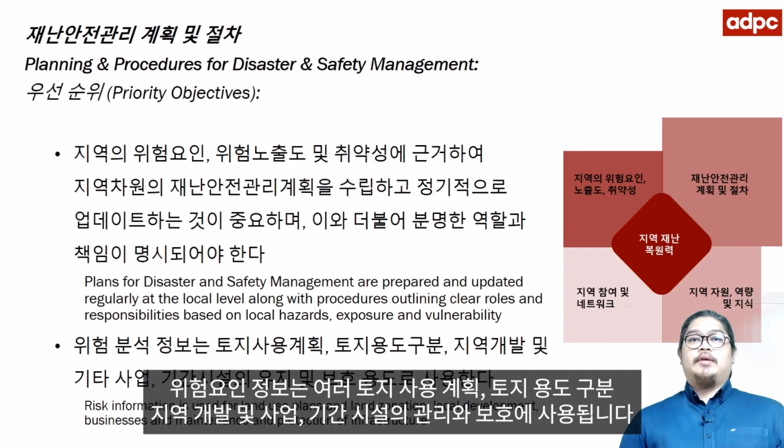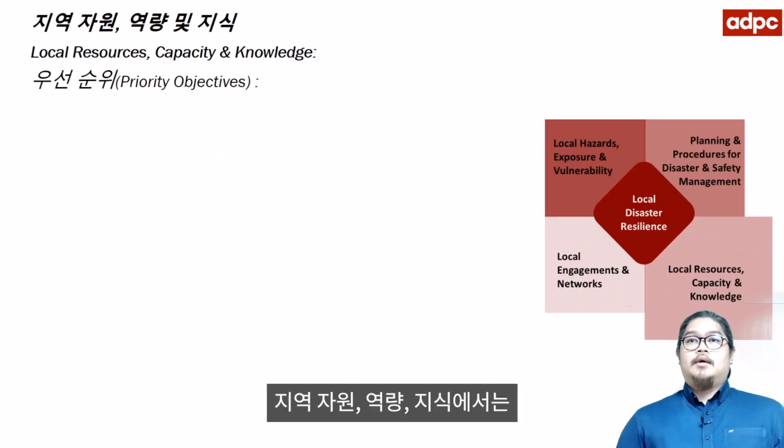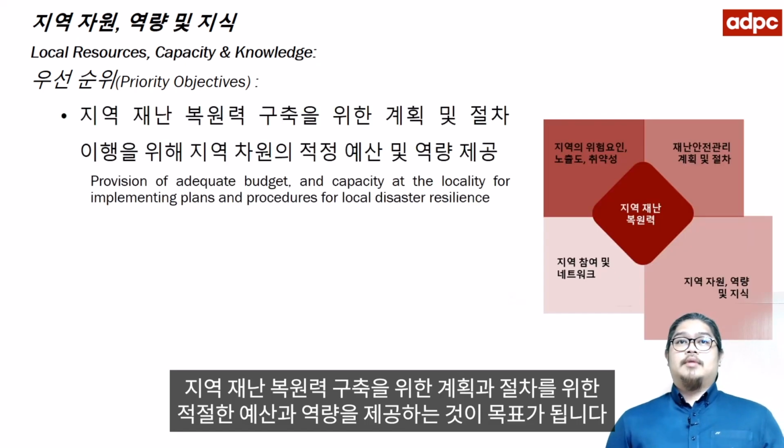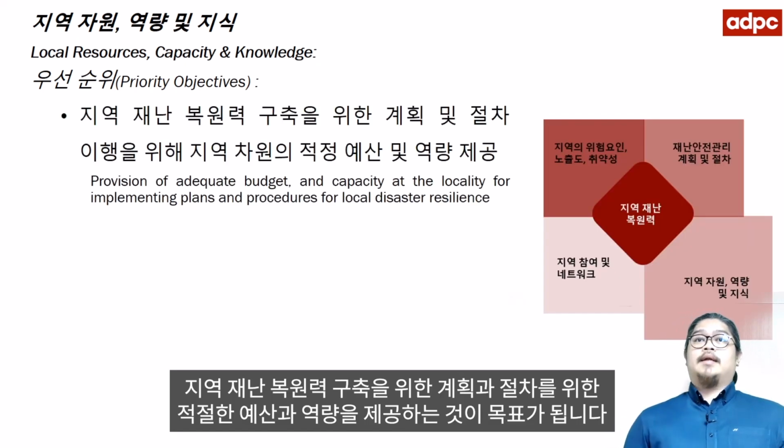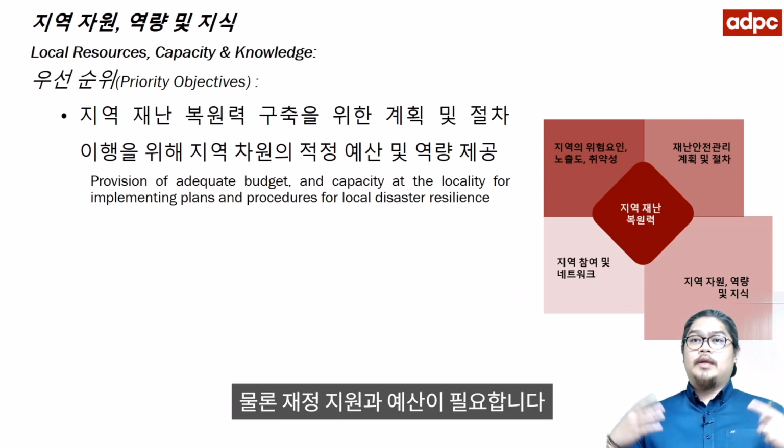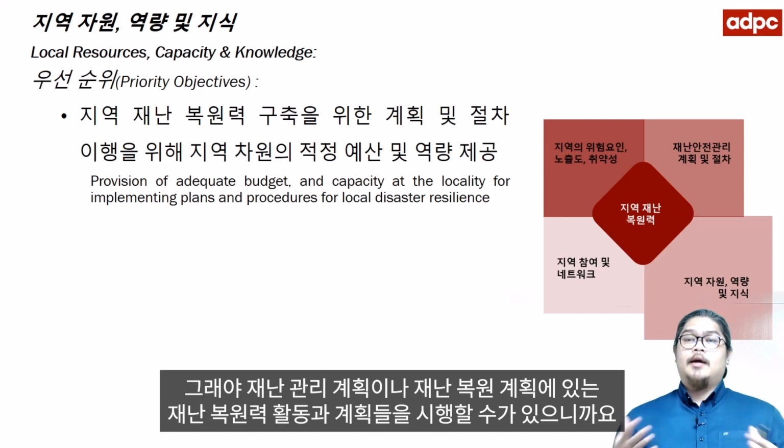So risk information is used for different land use plans, land zonation, local development, for businesses, and maintenance and protection of infrastructure. Under local resources, capacity, and knowledge, some of the objectives include the provision of adequate budget and capacity at the locality for implementing plans and procedures for local disaster resilience. Of course, we do need funding, we do need budget to make sure that we are able to implement our disaster resilience activities or initiatives that are coming out from our disaster management plans or disaster resilience plans.